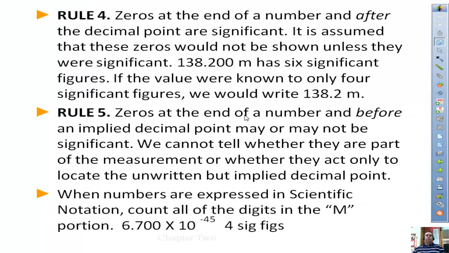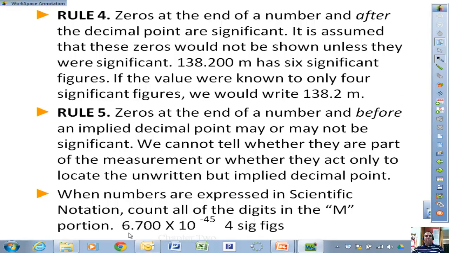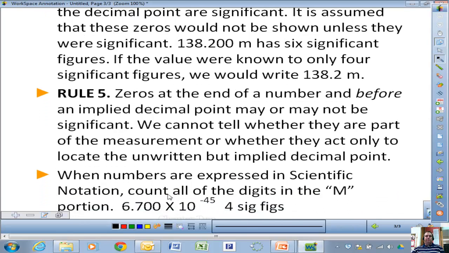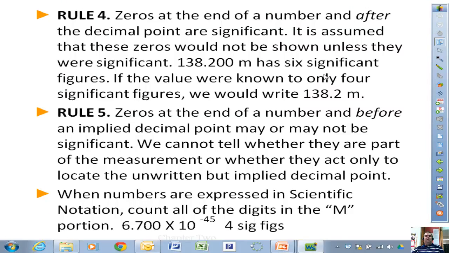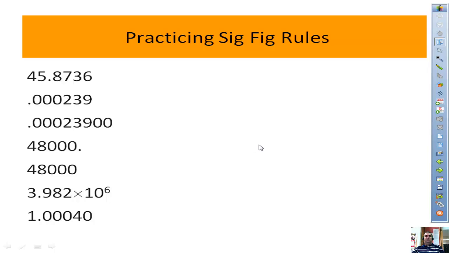Okay, when numbers are expressed in scientific notation, it doesn't matter if they're non-zero numbers or zero numbers. What you do with scientific notation is count everything in the M. The 6, the 7, the 0, the 0. When you look at that number right there, there's 4 numbers. All of them are significant. Everything written in the M portion of scientific notation is going to count as being significant.